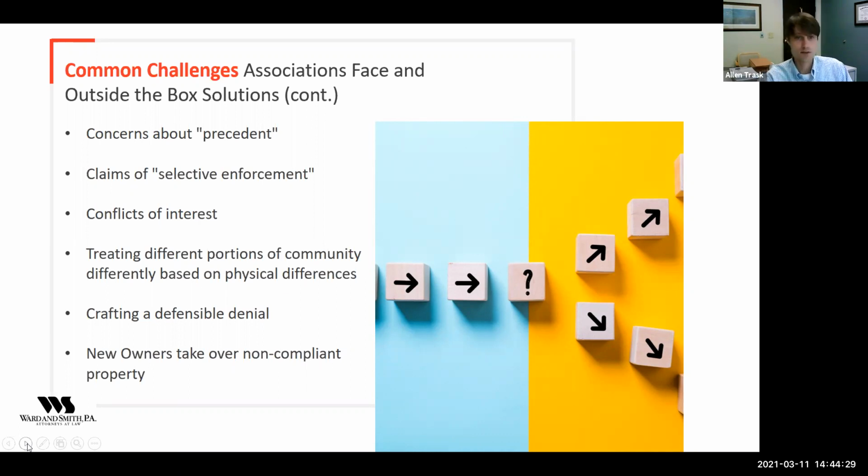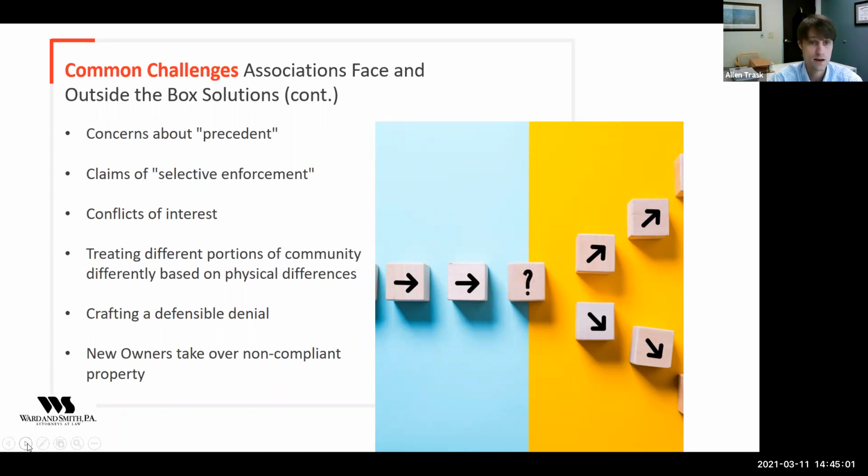Defensible denials is the last piece I'll touch on this slide. In North Carolina, prior to a few years ago, all the ARC had to say was denied, period. All the board had to say was denied, period. Send a letter, done. And you could make somebody apply 300 times for the same thing. You never had to give them really any feedback or anything like that. That is no longer the case in North Carolina.